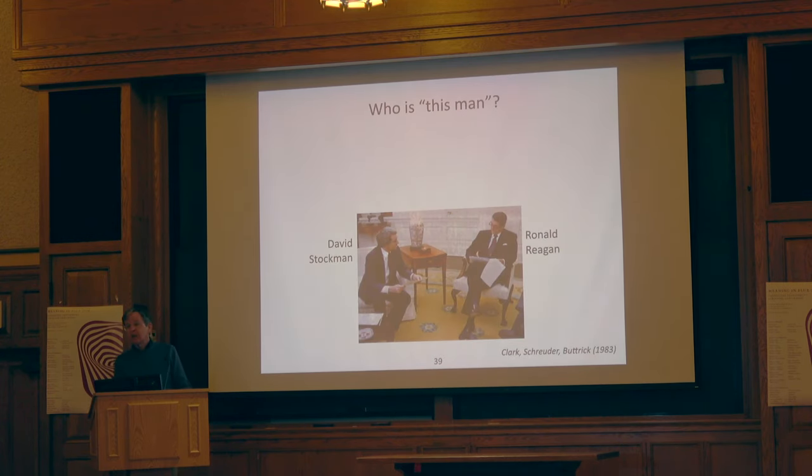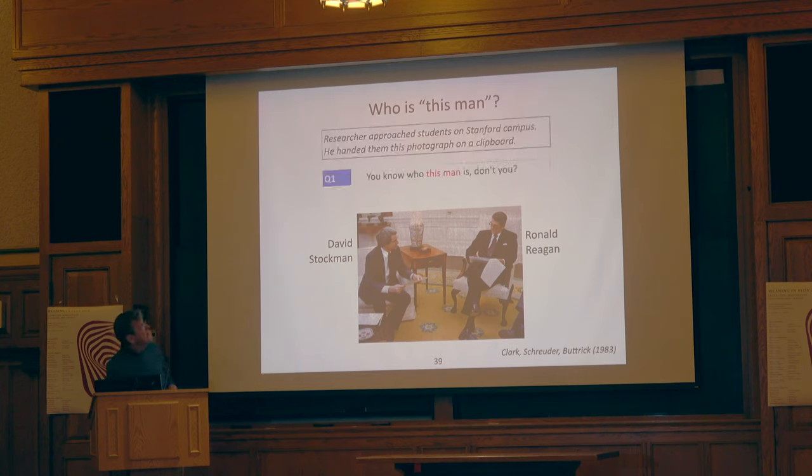So here is an actual experiment that we did way back in 1982. These are two people, David Stockman, you've never heard of, unless your name is Sue, and Larry will have heard of him. And Ronald Reagan, you all know who this is. So this is a guy named Sam Buttrick. He would walk up to somebody on the Stanford campus, hand them the picture and say, this photograph, literally this photograph, and say one of two things. Do you know who this man is, don't you? And they would say, of course I do, it is Reagan. Do you have any idea at all who this man is? And they would say, sure, it's Stockman.